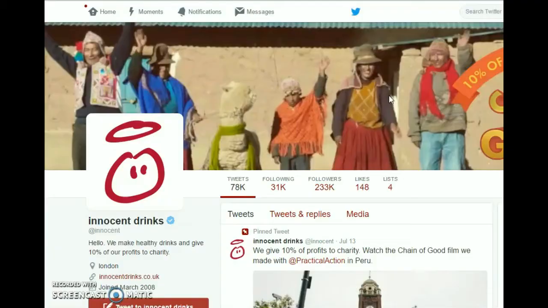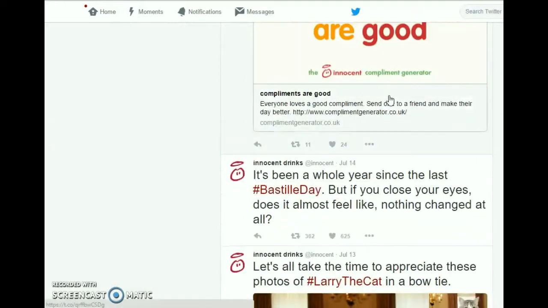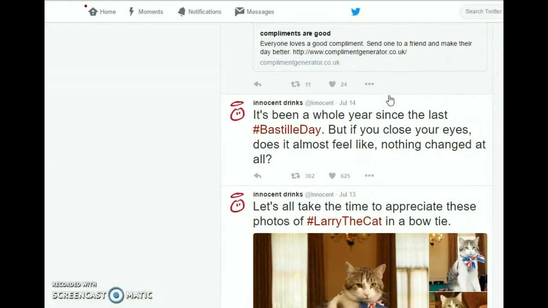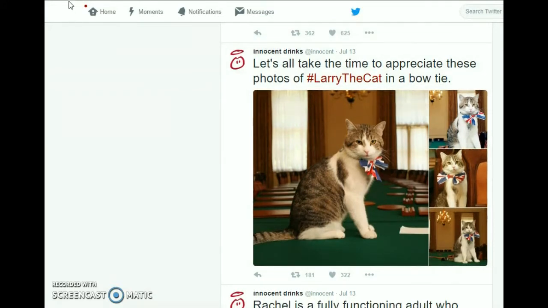A good example of this is Innocent Smoothies. They've got a brilliant PR team, so they take the time to talk about their own products, but instead balance it out by being funny and relevant by talking about the trending topics or things that are just trending going on in the world.